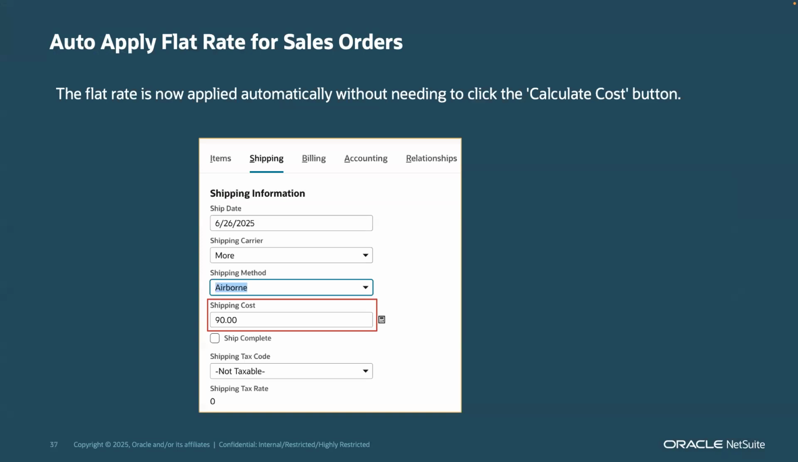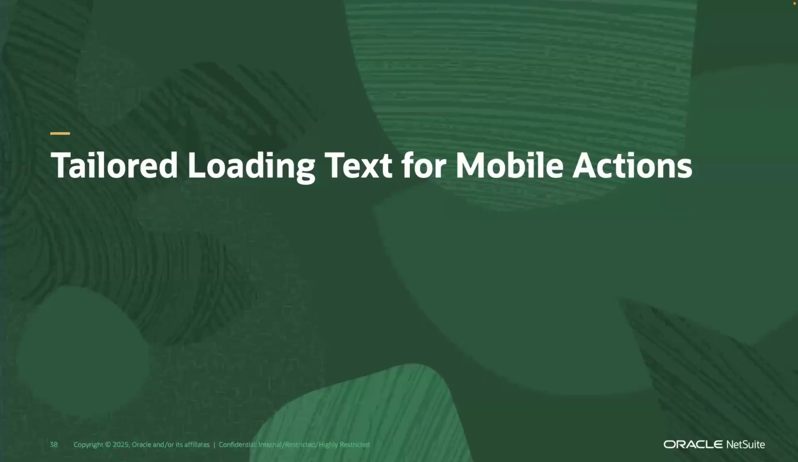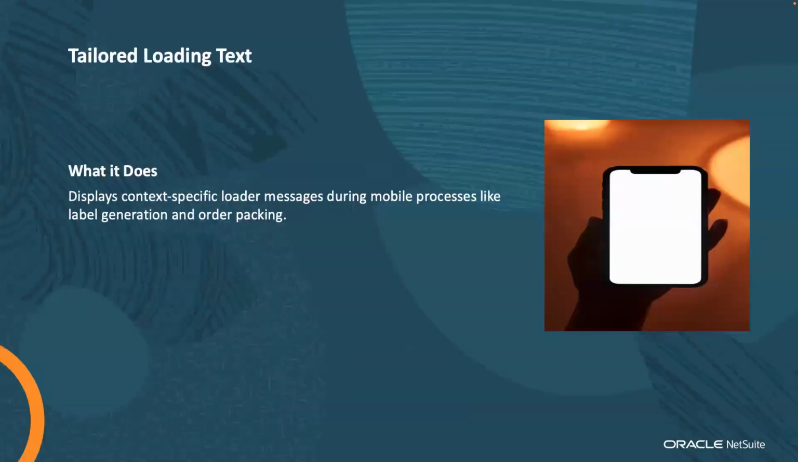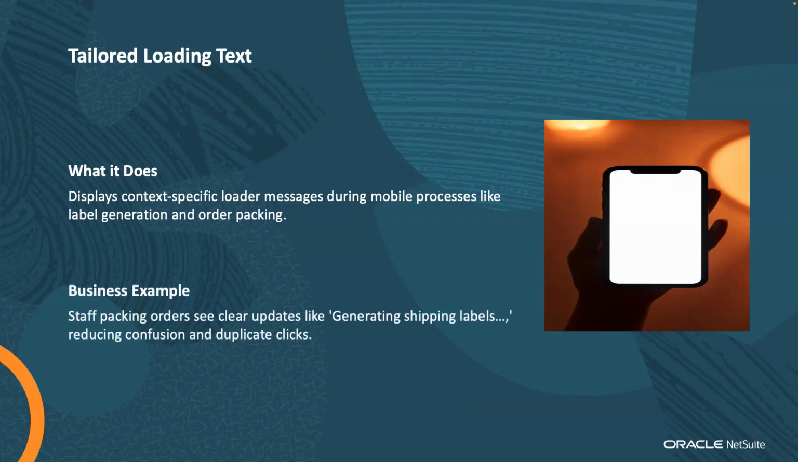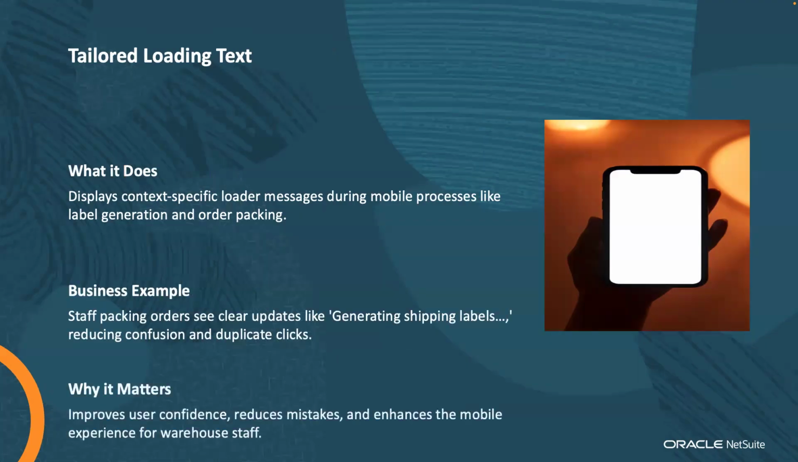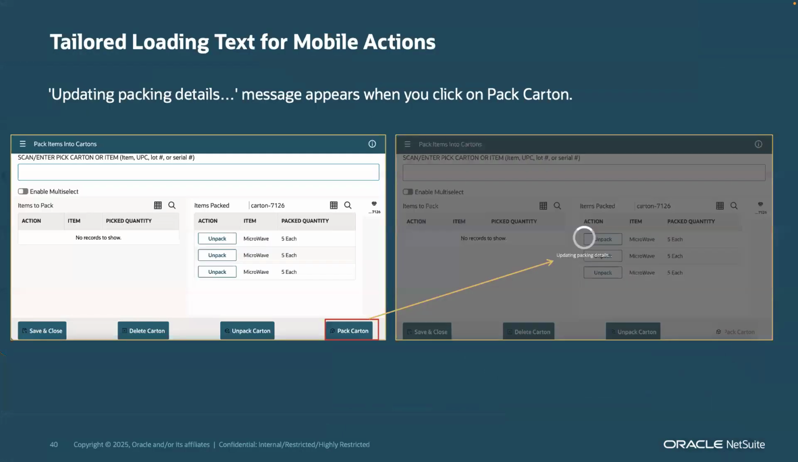Now let's talk about usability improvements on the warehouse floor. We all know how frustrating loading screens can be. Staff click twice, unsure if the action went through, and mistakes happen. In this release, Ship Central introduces tailored loading text for mobile processes. Instead of a generic loader, you'll now see clear, action-specific updates.